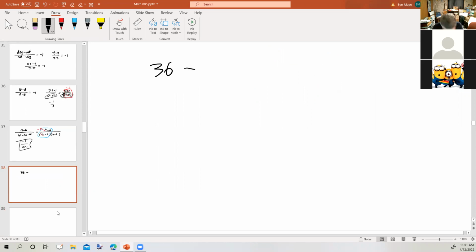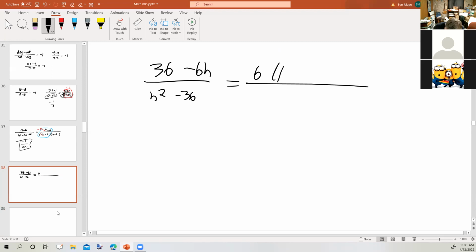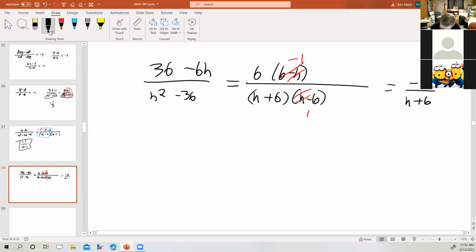36 minus 6h over h squared minus 36. So let's factor a 6 out. We get 6 minus h. The difference of two squares: h plus 6, h minus 6. What do you see? -1. Right. So what have I got now? I've got 6 times -1 is -6 over h plus 6.